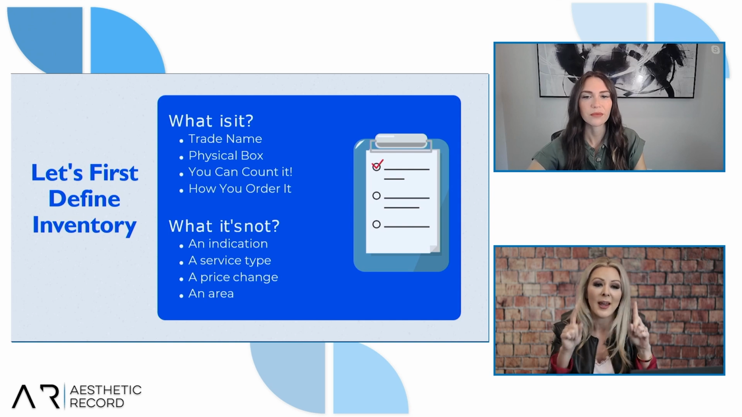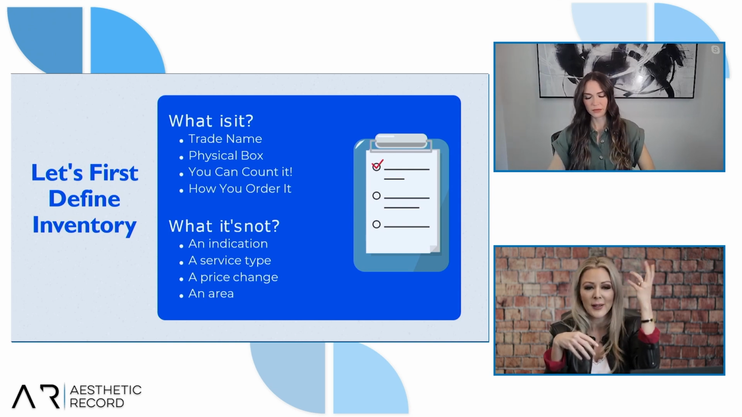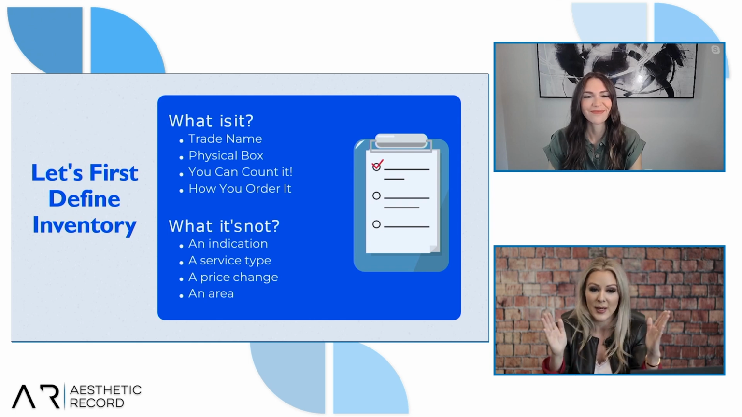And it's also not an area. So I think about toxin. It's not Botox glabella, Botox crow's feet. It's just the Botox name, right? I can't order it from Allergan saying I want to order 10 of those Botox glabellas. I'm going to order 10 bottles of Botox. So there's a bit of a mind shift there.